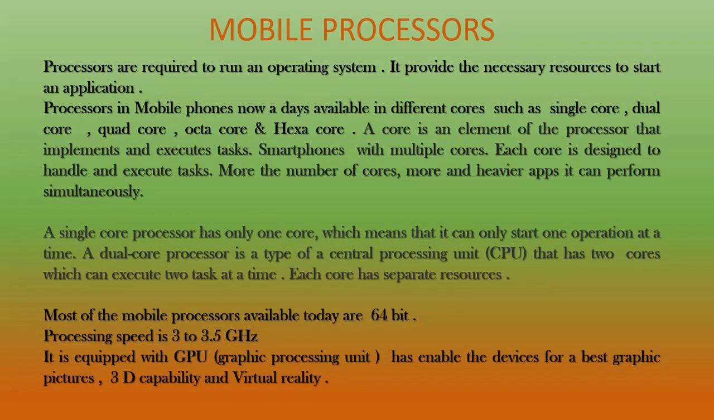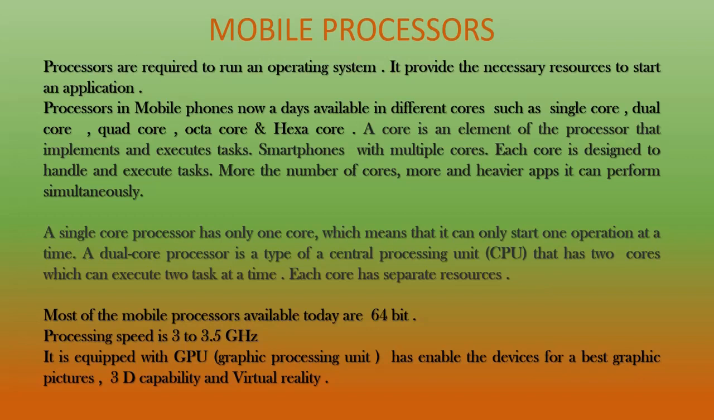Nowadays mobile processors are available in different cores. They are available as single core, dual core, octa core, quad core. These types of cores are available in mobile phones. Core means it's an element of the CPU which can execute a task at a time. Single core means it can execute only one task at a time.